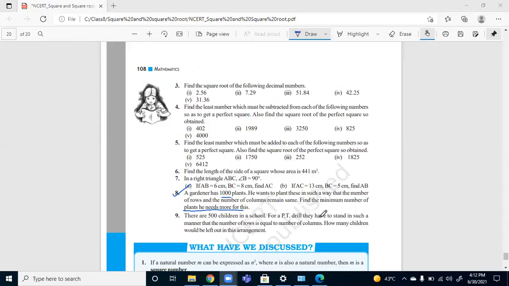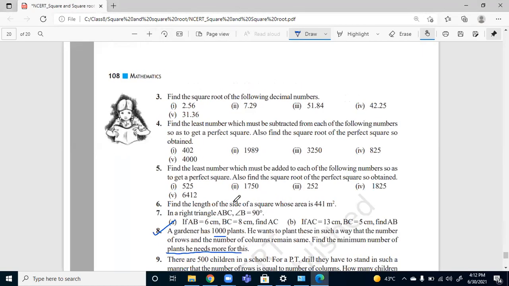So this is the requirement of question number 8. You need not calculate the number of rows and number of columns, but that has to be satisfied. The number of rows and number of columns should be the same. So that indicates that it should be a perfect square number.